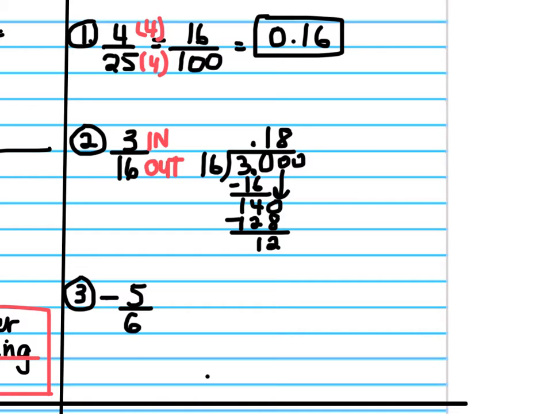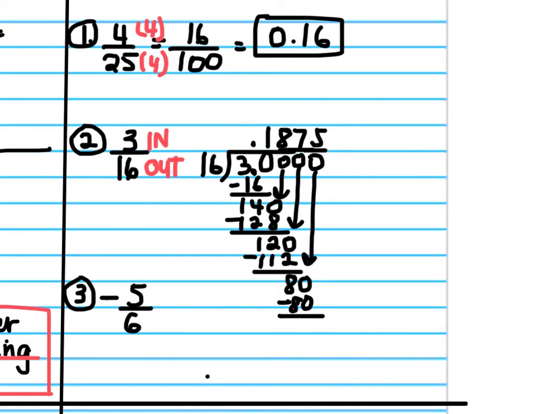I bring down another 0. Now I have 120. 16 goes into 120 7 times. That's 112. Then subtract, and that's going to be remainder 8. And then another 0. You just keep dividing. Don't round. 16 goes into 80 5 times. And 5 times 16 is 80. Okay. So then I'm going to put a 0 in front of the decimal point. My decimal is 0.1875. All right?